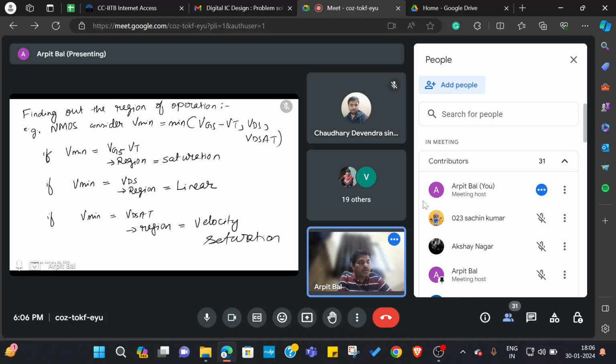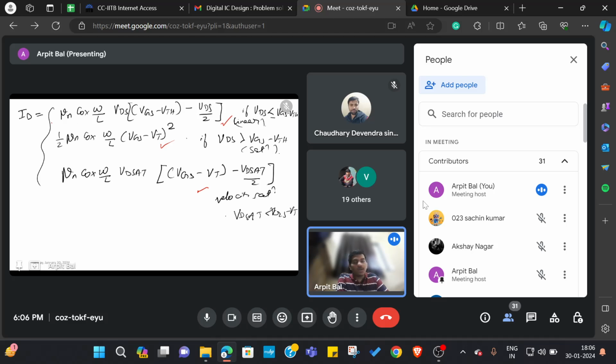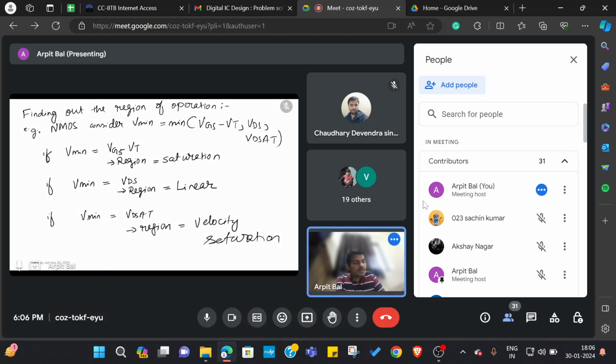Okay. The next thing is, as I mentioned, we can figure out the region of operation of transistors from the V min itself. Let us take the case of an NMOS transistor. If the V min obtained is VGS minus VT.